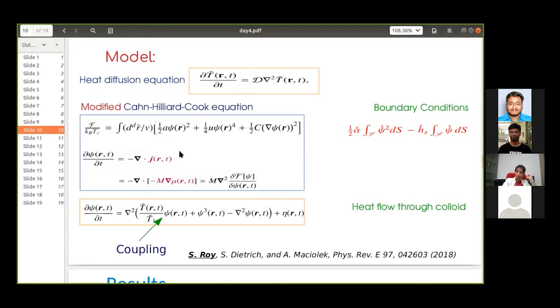What about the order parameter field? Well, it's the same kind of phenomenology which I explained to you before. You start with the Ginzburg-Landau free energy functional, where you have a psi squared term, psi fourth term, as well as a square gradient term. Now, in a binary fluid, the total order parameter is conserved.